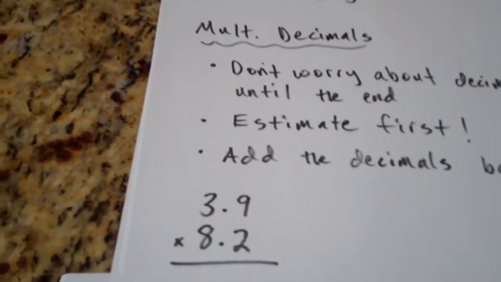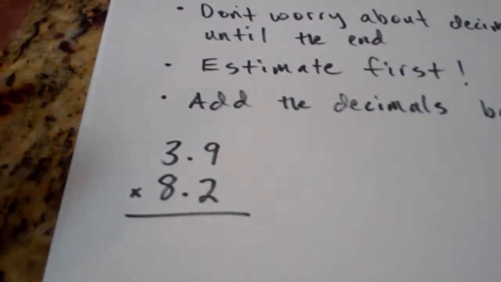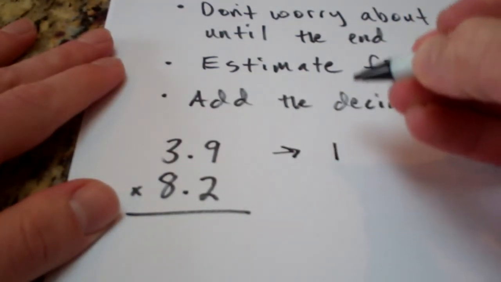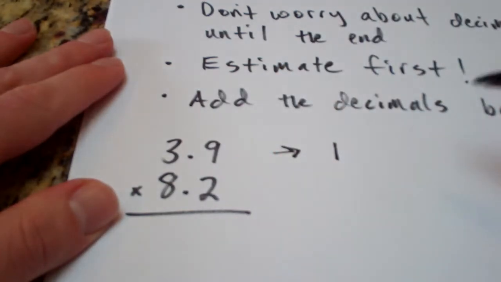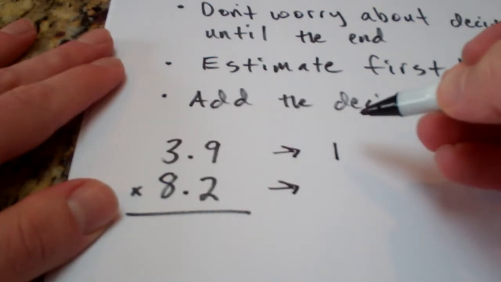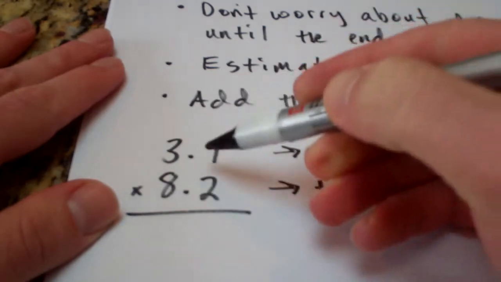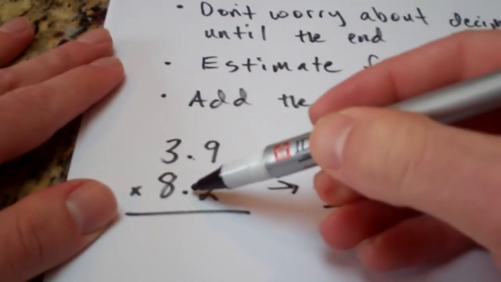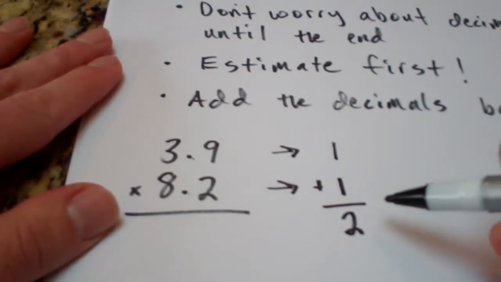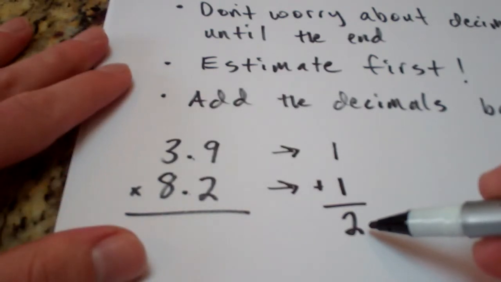Here I have 3.9 times 8.2. And notice that I have one decimal place here. 3.9 has one decimal place. Here there is one number after the decimal again. And total, if I added the decimal places of this number and the decimal places of this number, I have 2 decimal places. And I will add 2 decimal places back to the answer at the very end.